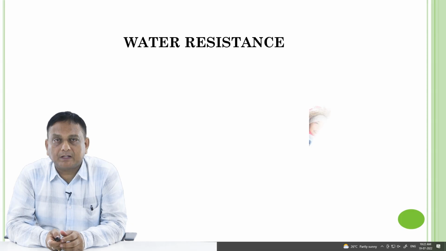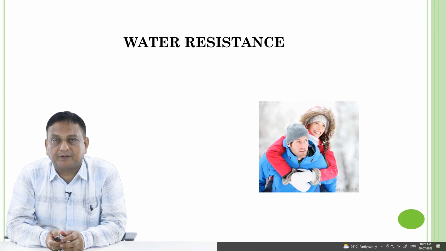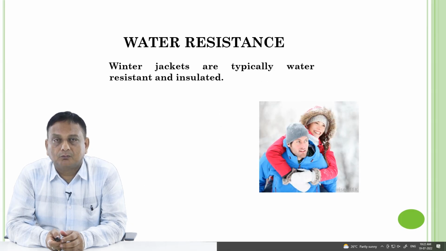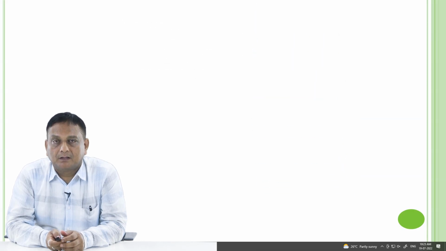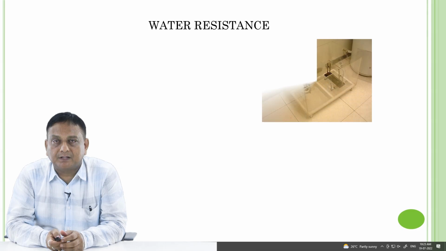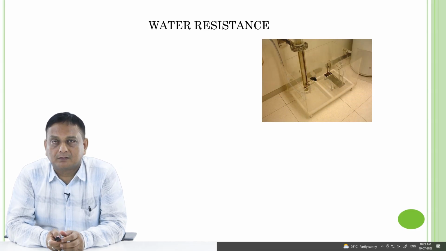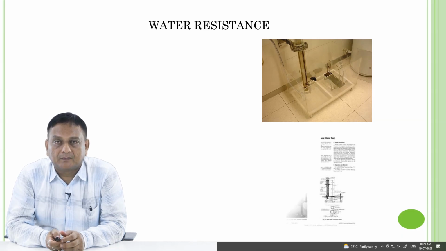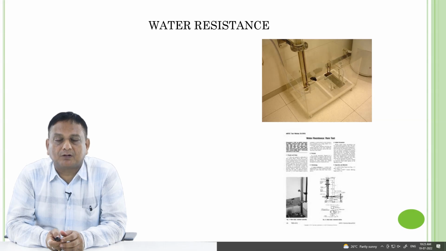Now when you are talking about water resistance, there are different examples available before you. Winter jackets are typically water resistance, and insulation properties are also there in certain kinds of winter jackets. Now apart from that, water resistance properties are to be tested, and how should they be tested? One such piece of equipment has been demonstrated here, and there is also a specific test method in AATCC, called the rain test or rain tester.